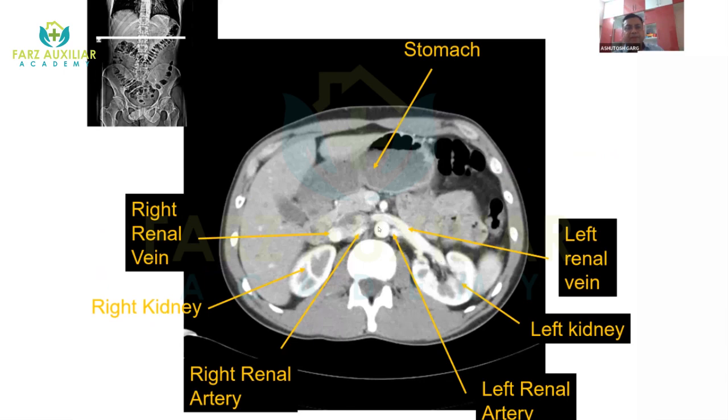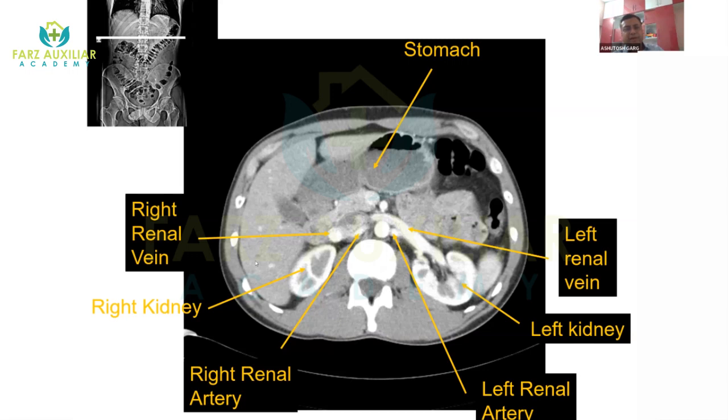So there is the aorta, then the left renal artery and left renal vein supplying the left kidney. This is the right kidney, and the right renal vein and right renal artery supply the right kidney. So right renal artery and right renal vein, towards the right kidney.